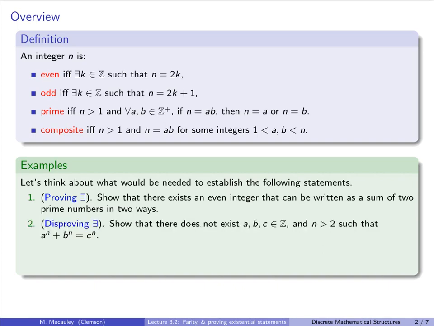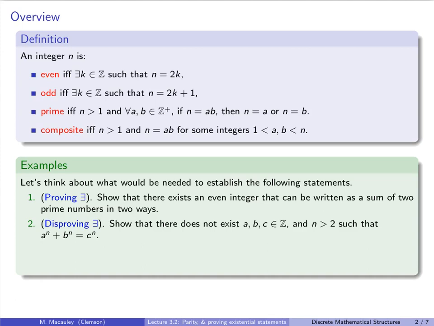Next is an example of disproving an existential statement. For example, suppose that we wanted to show that there does not exist integers a, b, and c, and an exponent n greater than 2, such that a to the n plus b to the n equals c to the n. Now, you might recognize this. This is Fermat's last theorem, which was proven after hundreds of years, finally in 1993, by Andrew Wiles at Princeton, who worked on it alone for 7 years, and his proof was several hundred pages.